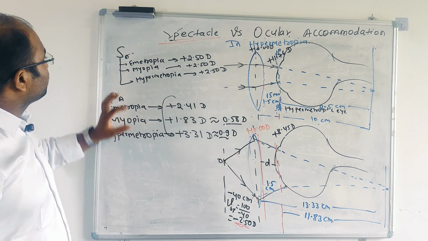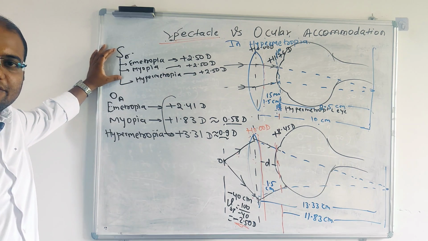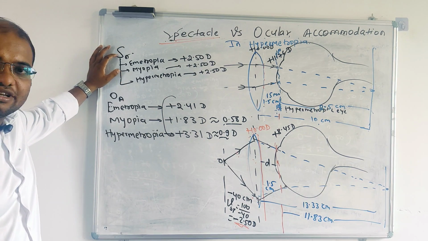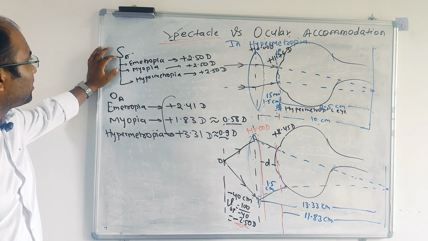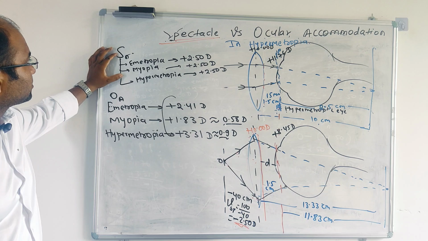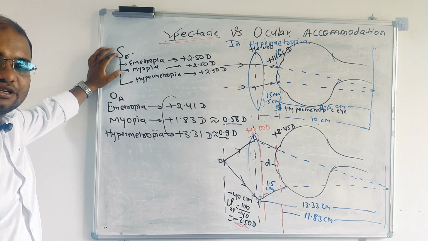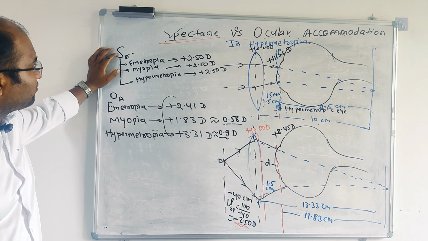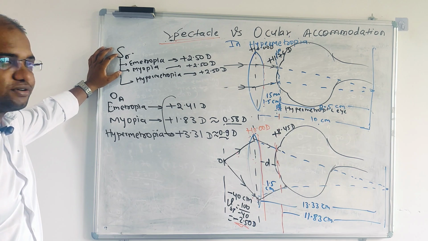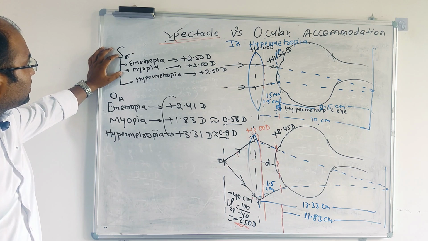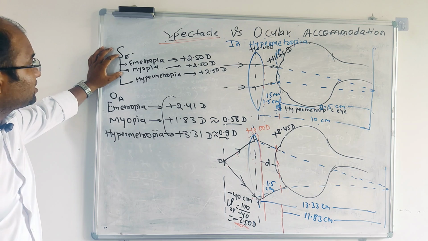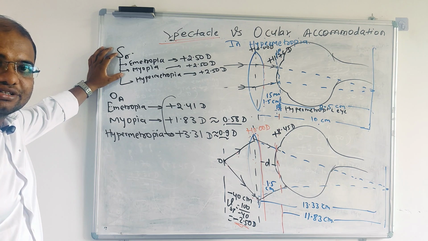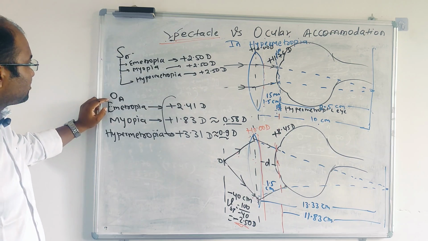One more thing I want to highlight: what is the importance of this spectacle accommodation? What do you think? There is no importance. I don't know why it has been taught in this lecture as a part of the syllabus. Ideally it should not be taught, because spectacle accommodation is an imaginary, hypothetical accommodation. There is no real existence of these accommodations. The real existence is ocular accommodation.